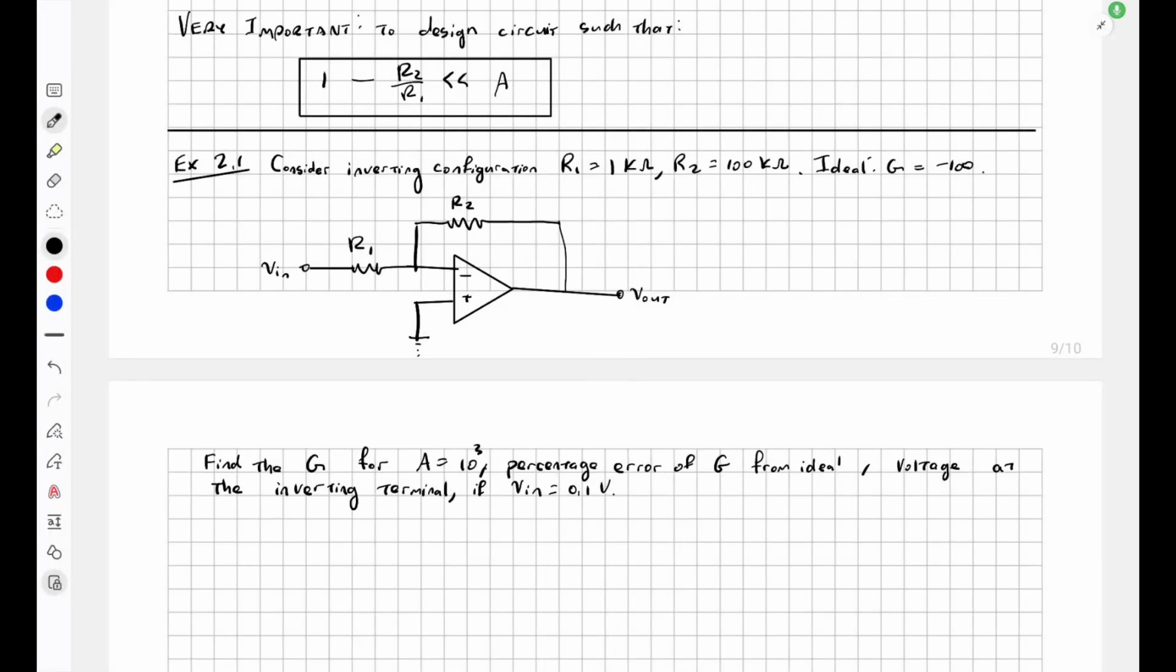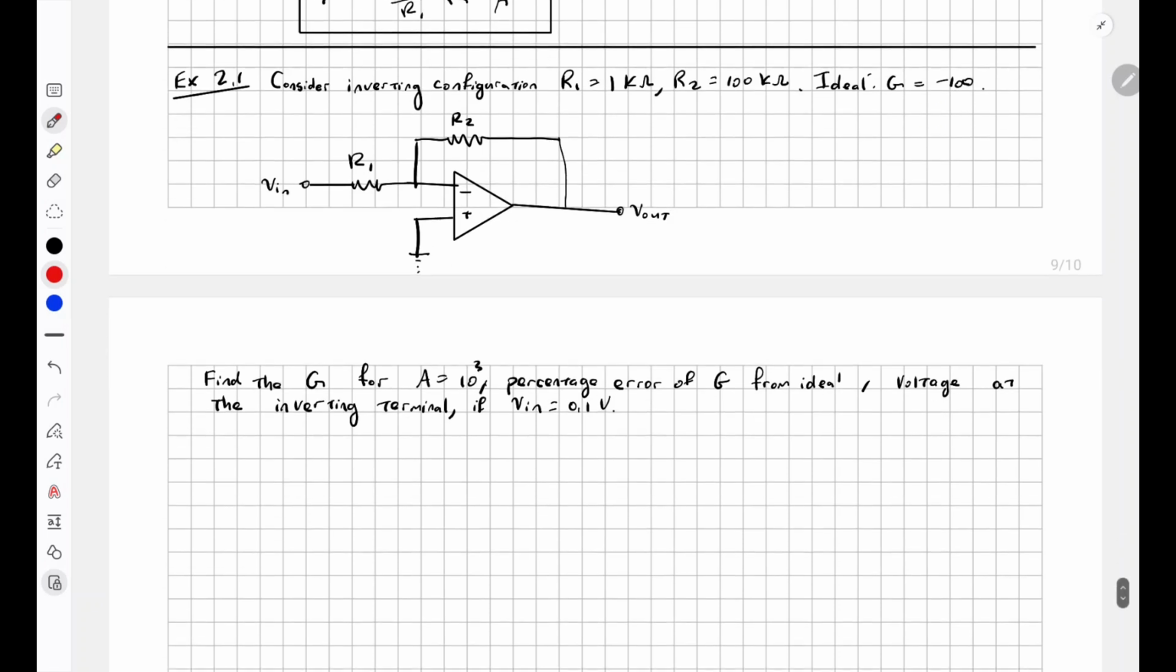Now we will do practice problem 2.1. We are given the op-amp in the inverting configuration, and we're told that R1 is equal to 1 kilo ohms and R2 is equal to 100 kilo ohms. The closed loop gain, if you recall, is the gain from V in to V out. If this was an ideal op-amp, it would be negative 100.